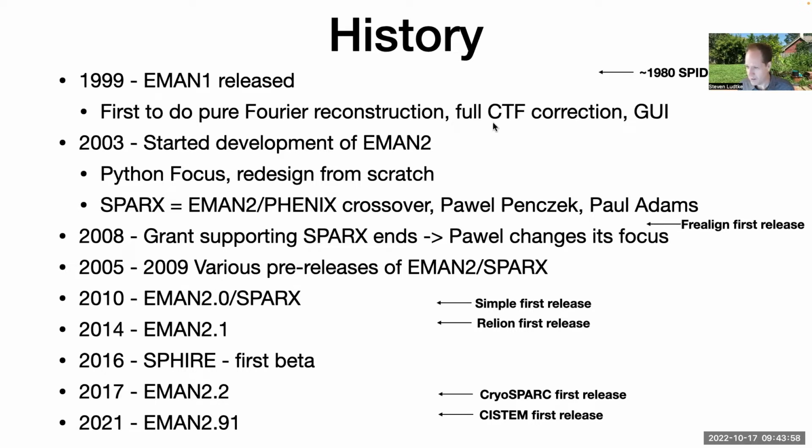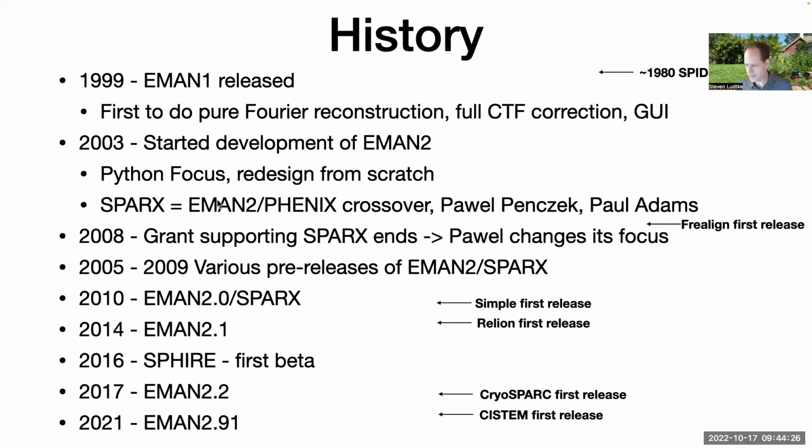Surprisingly, somewhat, Eman was also the first to really do full CTF correction and make it publicly available. Spider also started doing it over the next years, the people who were developing Spider could do CTF correction, but they hadn't really made it publicly available at that time. And they didn't really get it integrated until a few years later. Anyway, so Eman had a bunch of things that were first 20 some odd years ago.